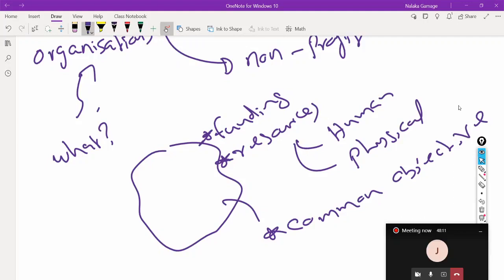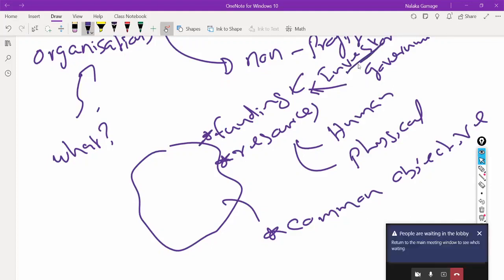So every organization is funded because they have some money. They can get some resources like physical resources, land, premises, vehicles, and if it is manufacturing, the equipment, machinery, etc. And they have a common objective as well. Okay, so a set of objectives are there. When it comes to a business organization, this funding is done by the owners or the investors. Whereas if it is a government organization, this is done by the government. If it is the private sector or a business organization, it is the investors or the owners.